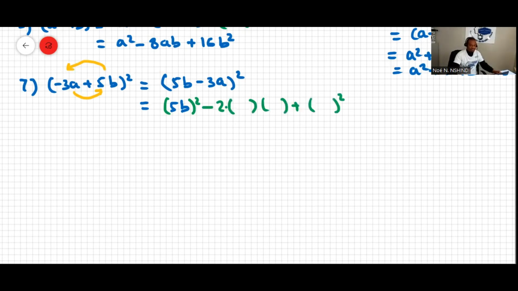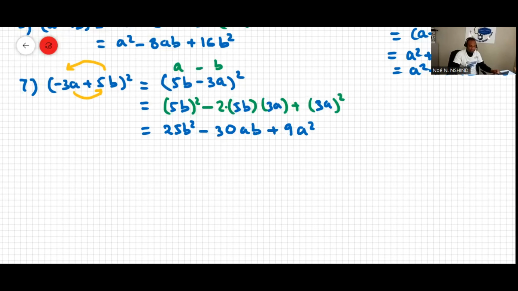So this will be 2a, a is 5b now, and then b is 3a. So remember that order, a minus b raised to the power of 2. Now this is the same thing as 5b to the power of 2. Remember, the power of 2 is for the 5 as well as for the b. So that makes 25b squared, minus 2 times 5 times 3 makes 30, so -30ab, and then plus 3a raised to the power of 2, that makes 9a squared.